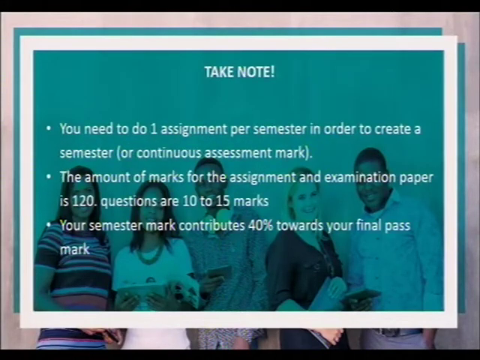So what is it that we need students to take note of? Three things. You need to do one assignment per semester in order to create a semester continuous assessment mark. It's very important that you do your assignment and do it so well, because that is what will allow you to qualify for the exam. The assignment is out of 120, and question marks usually range between 10 to 15 marks. Remember that your semester assignment mark is 40% of your total mark for the subject.